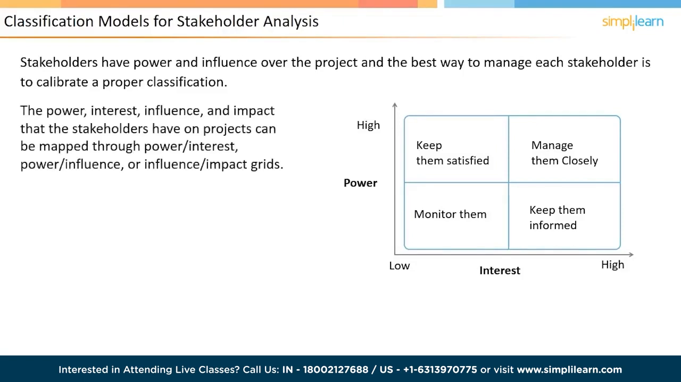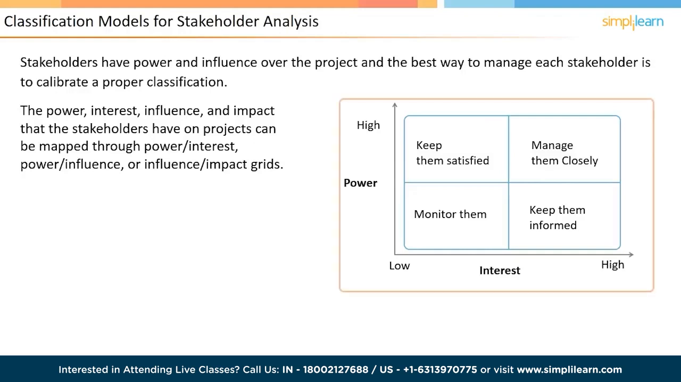You can come up with a grid that maps the power of the stakeholders, the interest they have, the influence they may have, or the impact that they can have on the project through the power interest, power influence, or influence impact grids. It can be represented by mapping stakeholders to a power or interest grid. The diagram on the screen has x-axis, which represents interest level, and y-axis, which represents the power level. Based on the various combinations of power levels and interest levels, the grid can be divided into 4 quadrants.